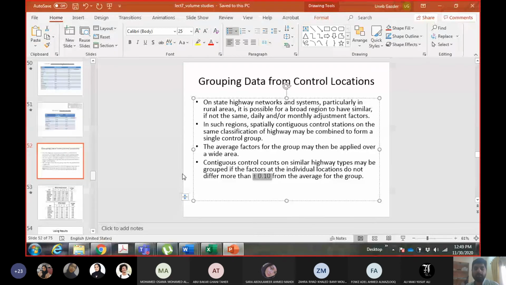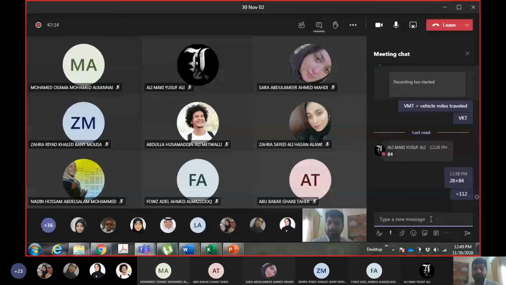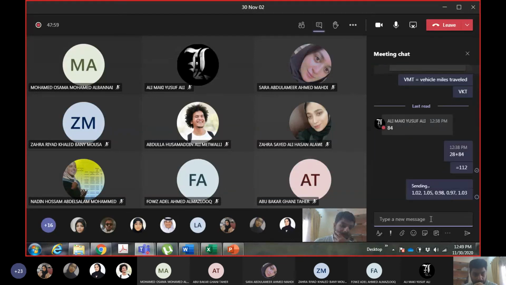Let me give an example here, and you should tell me what the value is. For example, I have 5 control count locations. On each control count location, I've calculated data for the adjustment factor of Monday. Now this data is as follows: 1.02, 1.05, 0.98, 0.97, and 1.03. What is the average of these? How much average will you get if you take the average of these 5 locations? Yes, average.